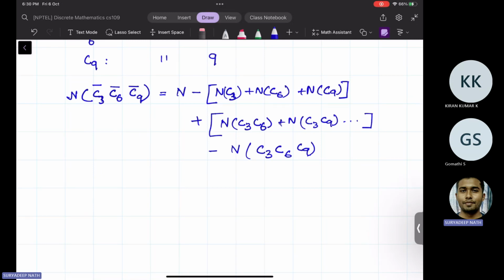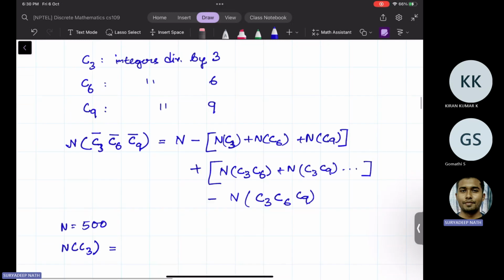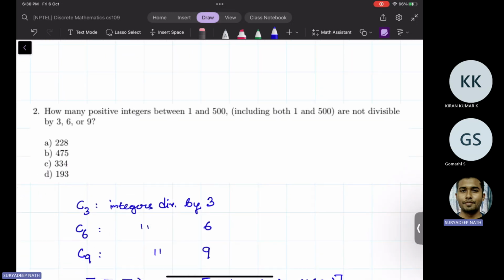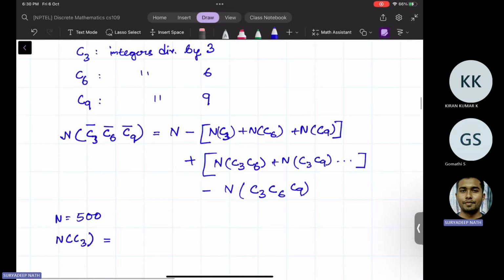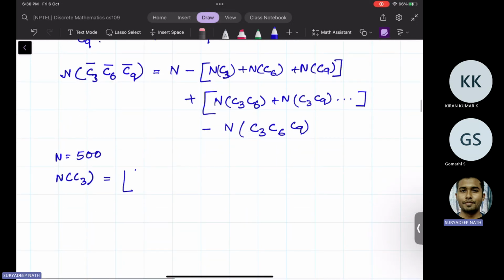The main point is how to find out these counts. n is 500, that is already given. nC3, nC6 and nC9 will be different. nC3 is the number of integers between 1 and 500 divisible by 3. So we take the floor function, the lower integer function: we divide by 3 and take the lower one. It is around 166.